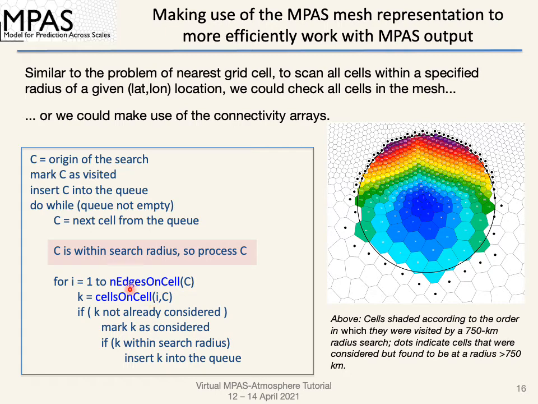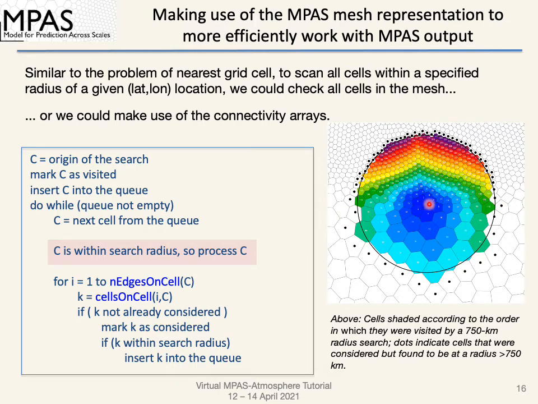And again, you might recall that n edges on cell basically tells us for every cell in the mesh, how many edges or cell faces does that cell have, which is equivalent to the number of cell neighbors for any given cell. And the cells on cell array tells us what are the indices of the neighbors of a given cell in the mesh. So the first thing that we need to do in this algorithm is to find the cell that contains the center of our circle. And from the previous algorithm, we already know how to do that effectively.